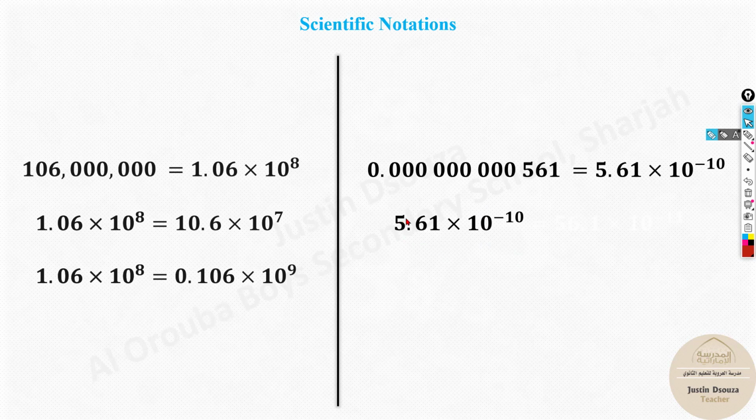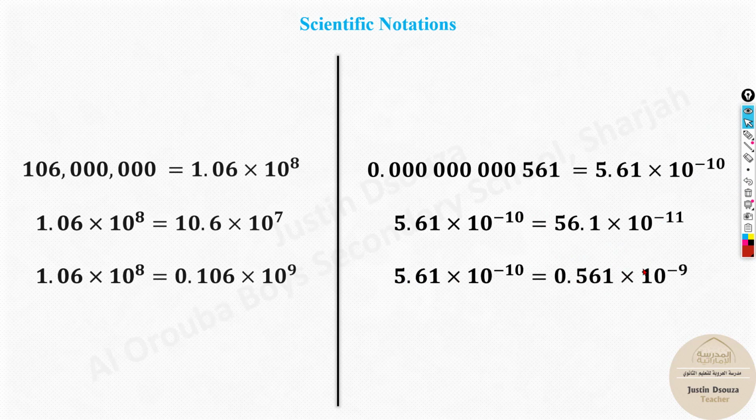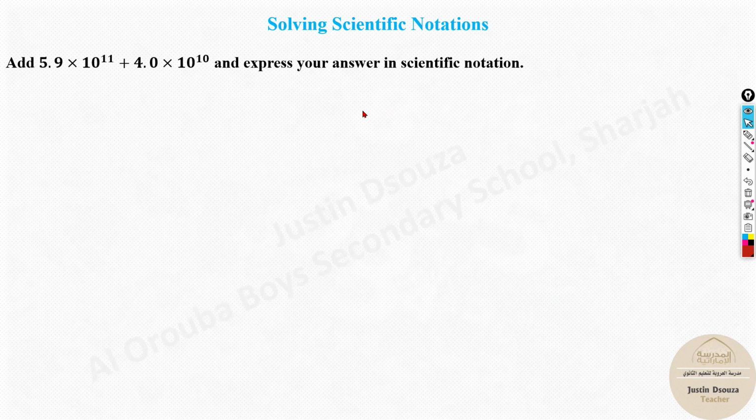Now we can see over here 5.61. Let me increase this number first, 56.1. If I increase, it will be negative 1, minus 1. So minus 10 minus 1 will be negative 11. And similarly, if I reduce it by 1, it will be 0.561, and add 1 to this, it will be minus 9. So with this knowledge, you can easily solve scientific notations.